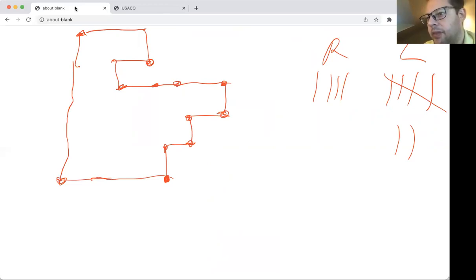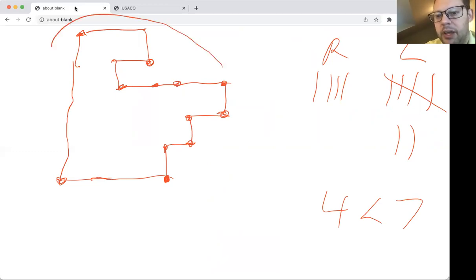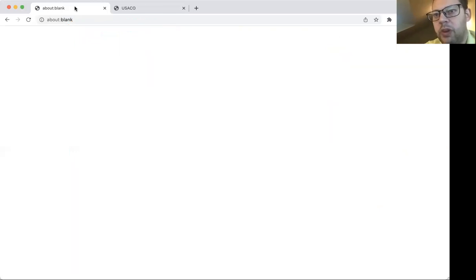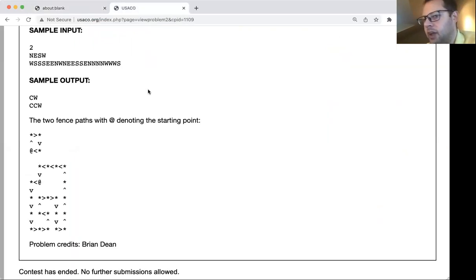Okay, if I do that, then I've got 5, 6, 7 lefts and 4 rights. Left 7 is greater than right 4 by 3 total, which means I had 3 more turns to the left than I did to the right. And if we look at this, this generally appears to have been a counterclockwise fence. Let's do the original test case and test with this one.